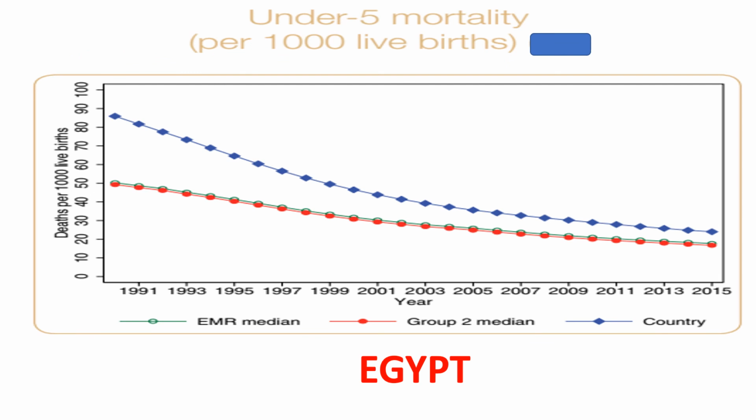Other demographic data about Egypt: under 5 mortality per 1,000. As you see, from 1991 to 2015, it decreased from less than 90 to less than 40.